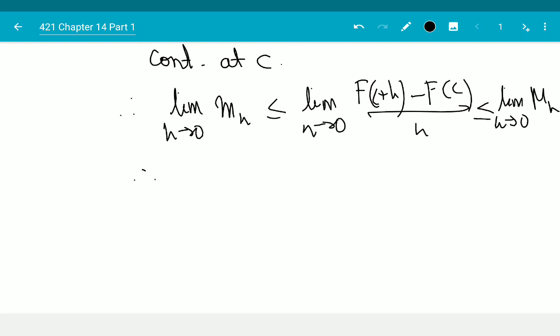And therefore, I have f of c is equal to limit h goes to 0. Well, I am just going to skip that part. Is equal to f prime at c. Okay, and that is exactly what I wanted to prove initially, and so I have my first result.